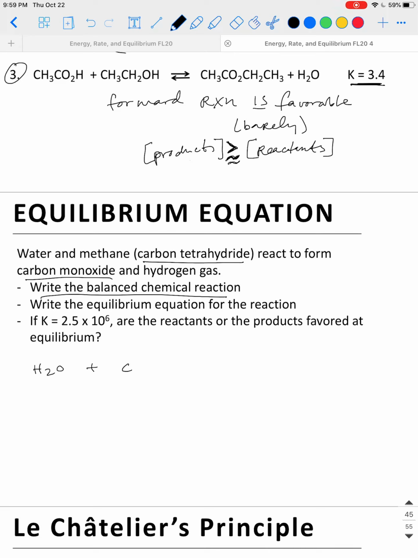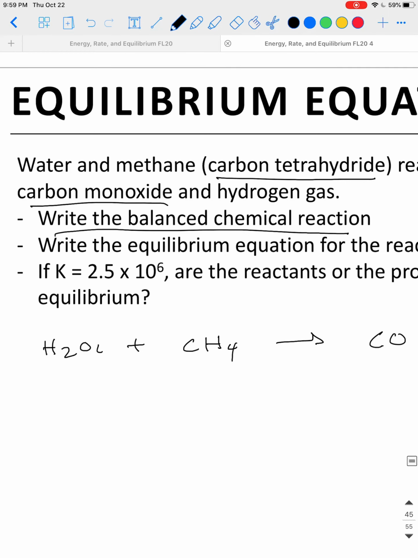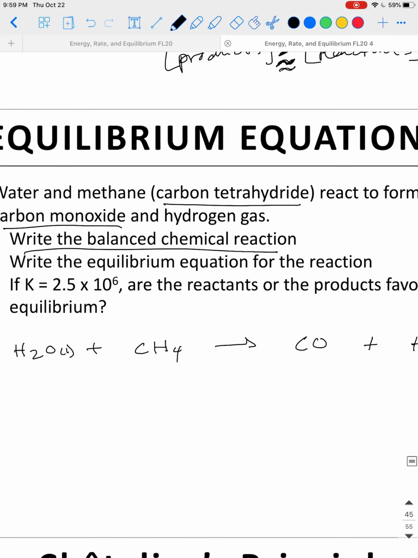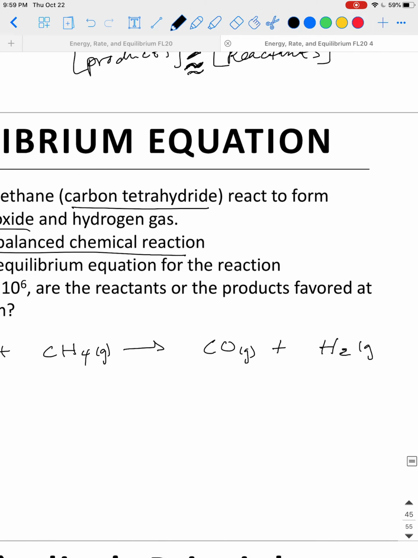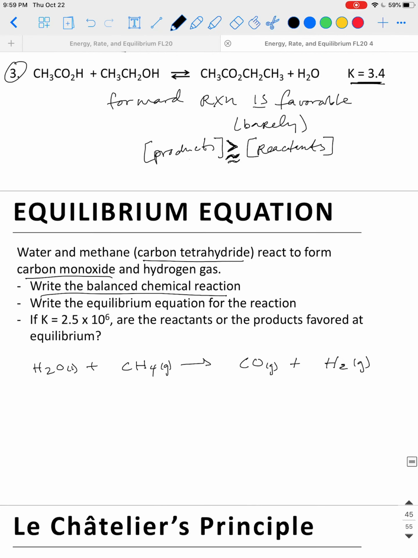Water, H2O, plus carbon tetrahydride, CH4, react to make carbon monoxide and hydrogen gas. We know hydrogen is a diatomic molecule, so there we go. Now, I'm going to put the states of matter in, just in case we need it. Methane, I believe, is a gas. Carbon monoxide is a gas. Hydrogen is a gas.